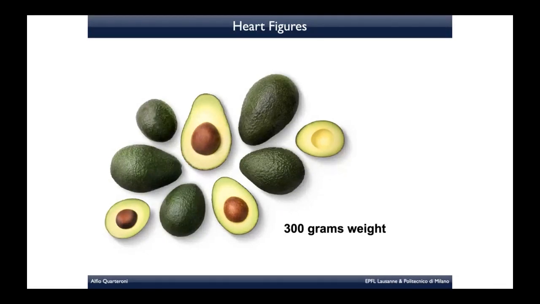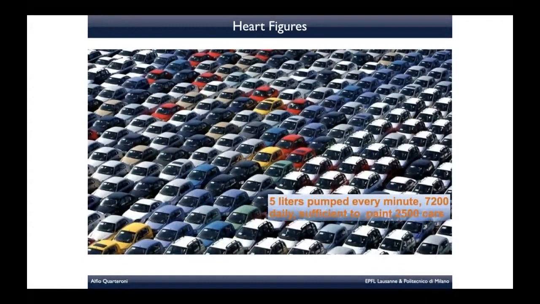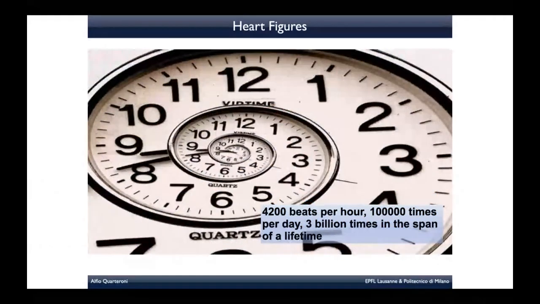So let me give you some figures about the heart, just to tell you how extraordinary this organ is. It's a small organ, right? About 300 grams in weight, in an adult of, say, 70 or 80 kilos. So it's really negligible. It's like the weight of an avocado. So basically negligible in a body. It pumps 5 liters of blood every minute, 7,000 to 10,000 liters daily, which is sufficient to paint 2,500 cars every day. So this is what a regular heart does every day.